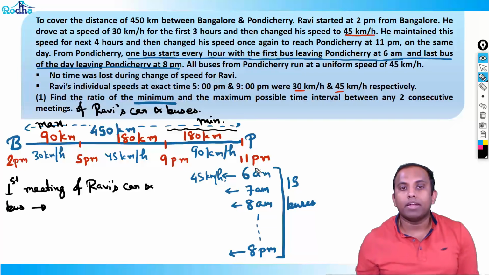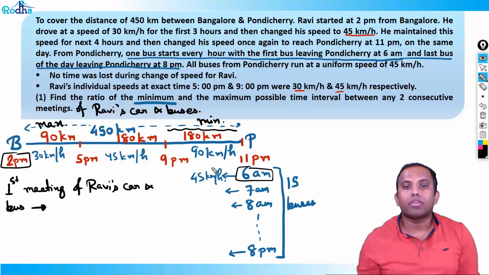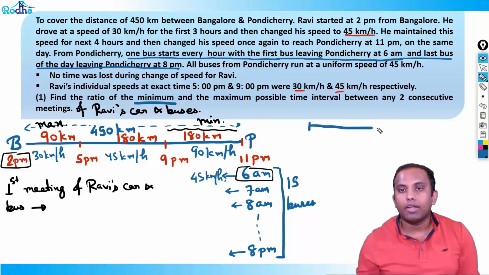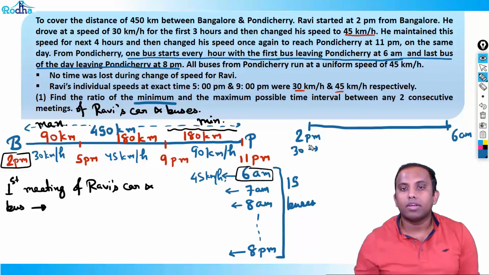So first I'll equate time, right? This bus is at 6 a.m. and here I'm at 2 p.m. So I'll see where the first bus is after 8 hours, at 2 p.m. This is the situation here: I am here at 2 p.m. and the bus is here at 6 a.m. My car speed is 30 kilometer per hour, and the bus speed is 45 kilometer per hour, right?